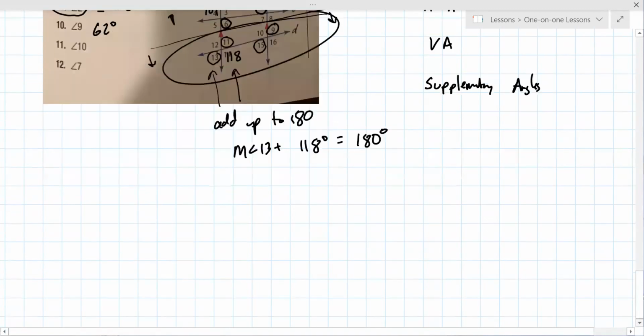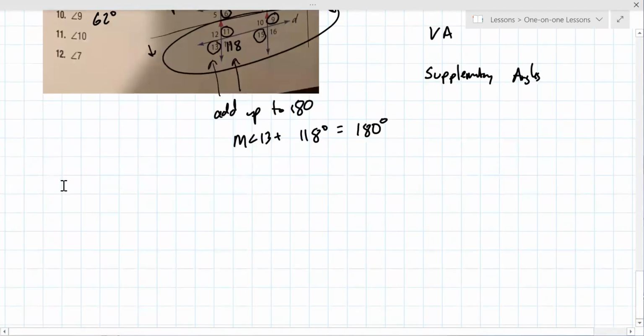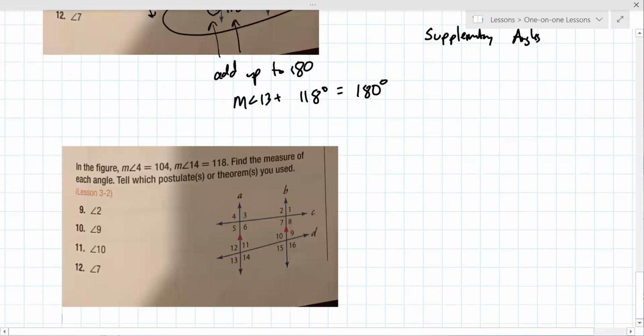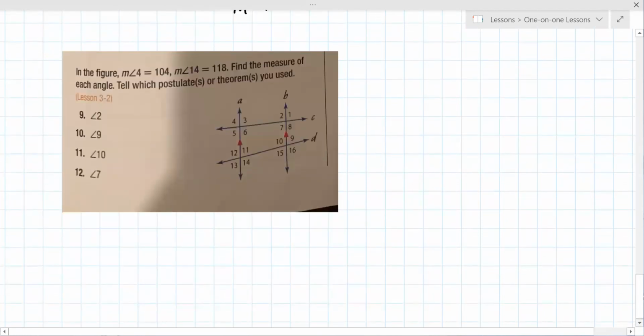Let's do the other two, but I'm going to snip in the picture again because the one we just used got kind of messy. So angle 10 is right there. 10 is equal to, I'm sorry, 10 is equal to 14. What allows 10 and 14 to be equal? What's the postulate? Alternate interior. That's right, alternate interior angles. And that tells you that angle 10 is the same as angle 14. And we know that angle 14 is 118 degrees.